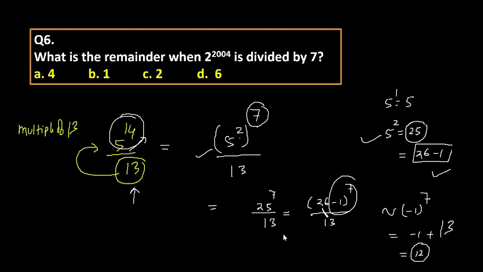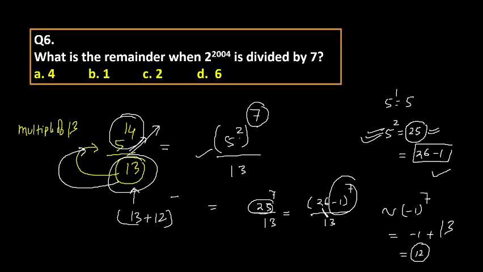12 is the correct answer. No issues. I hope you are able to understand the concept. Anyhow, we have to make 13 here. So keep increasing the power of 5, and think which is close to 13 or a multiple of 13. If by chance you have written 13 plus 12, that is also correct. No issue. So your answer will be 12 raised to the power 7.